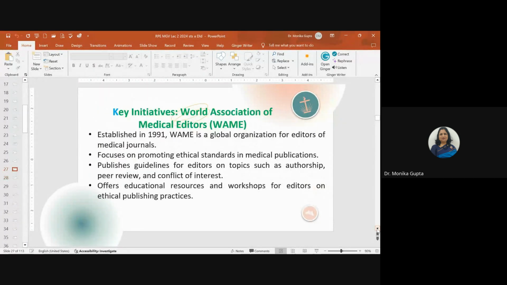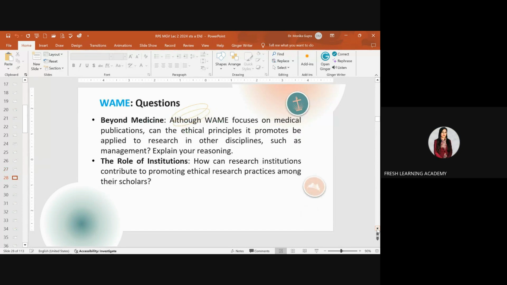So should we come to the questions related to WAME? Okay, ma'am. Yes, ma'am. So although WAME focuses on medical publications, can the ethical principles it promotes be applied to research in other disciplines, such as management? What do you say?